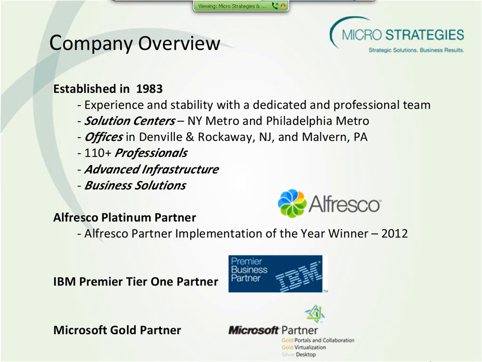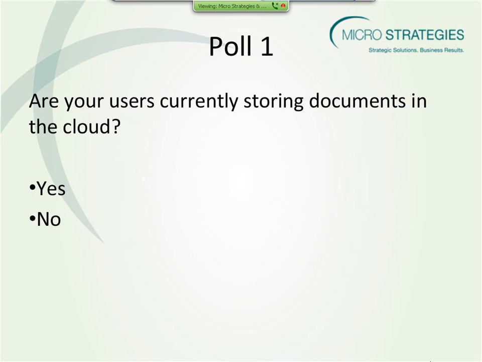We have a lot of advanced infrastructure, everything from setting up very large server infrastructure for large companies to doing solutions for companies of tens of thousands of people or 20 people. So we run the gamut when it comes to that. We're an Alfresco Platinum Partner. We won the Implementation of the Year Award for 2012 for the Martin Luther King Archive site. And we're also an IBM Premier Partner and a Microsoft Gold Partner.